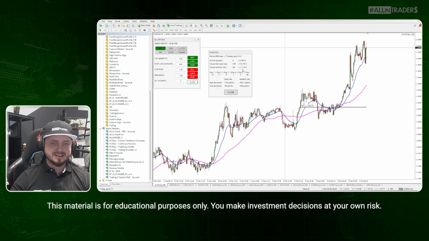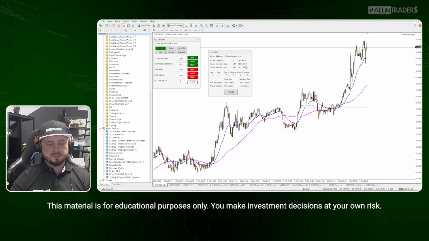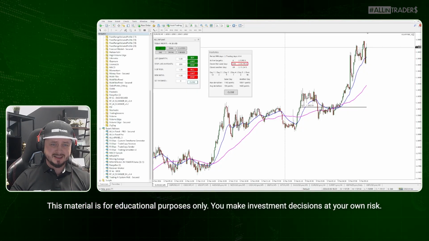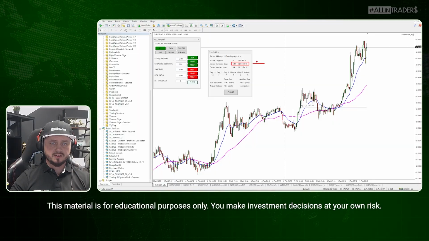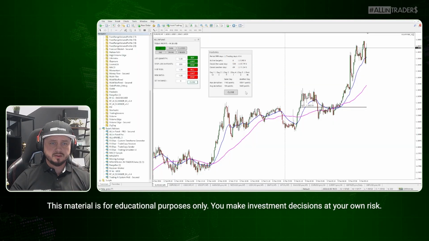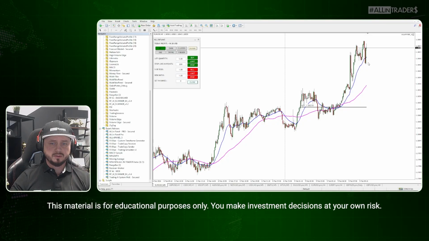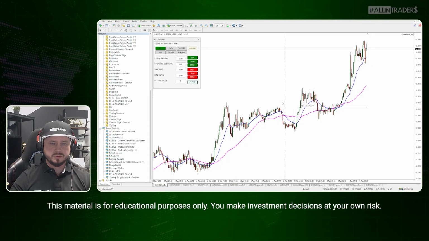And let's check the statistics. We got 87% chances that the price will get to this target today, guys. Yes, we got 87% chances that the price will get here. So what can we do now? We can look for some short opportunities.